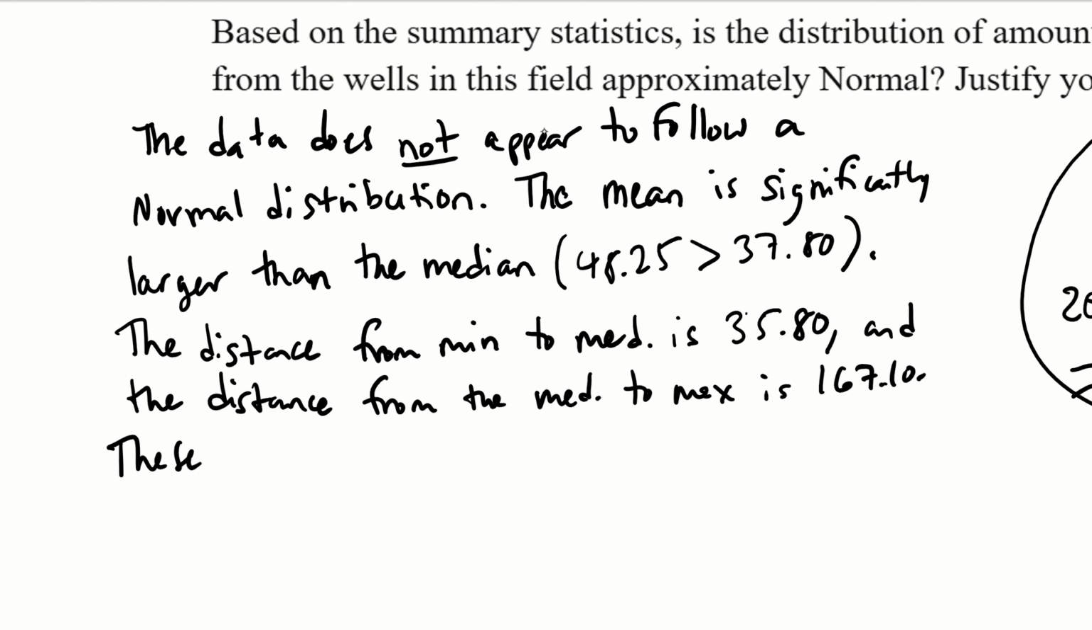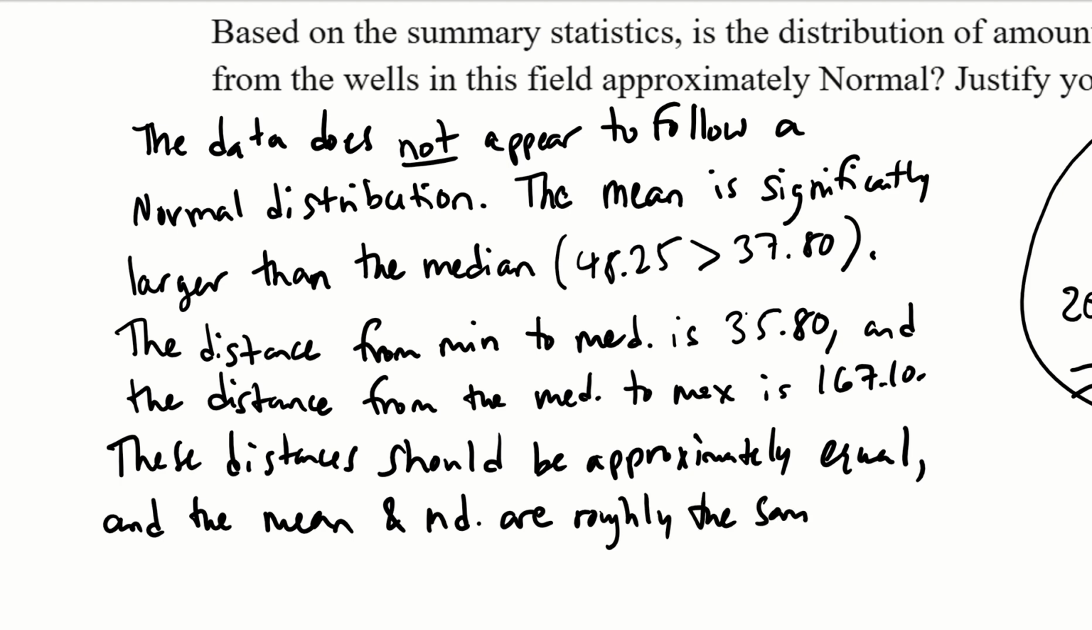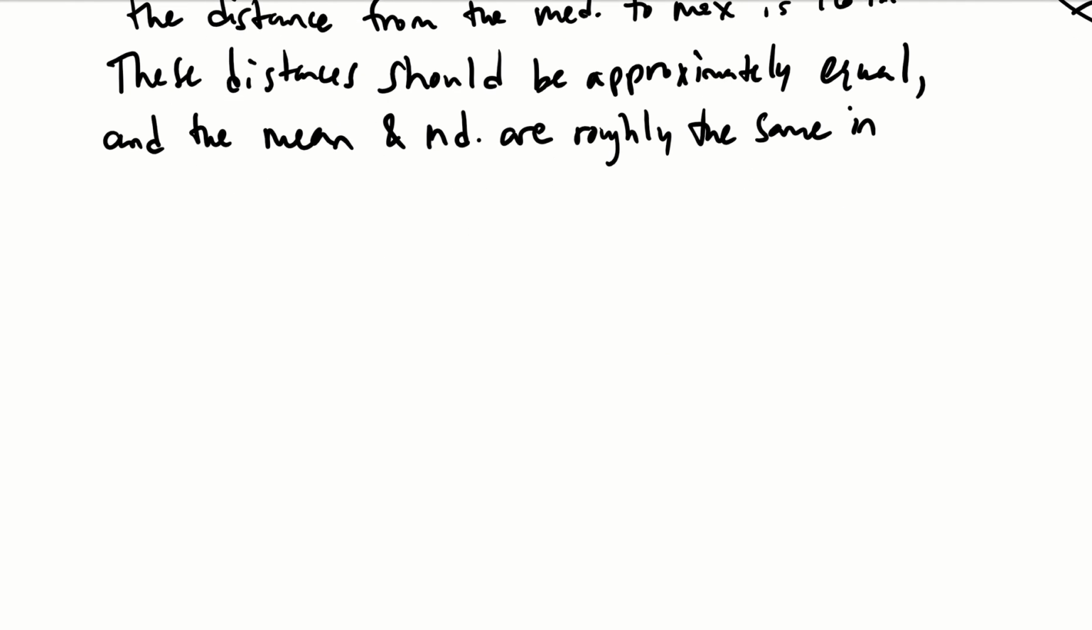These distances should be approximately equal, and the mean and median are roughly the same in a normal distribution.